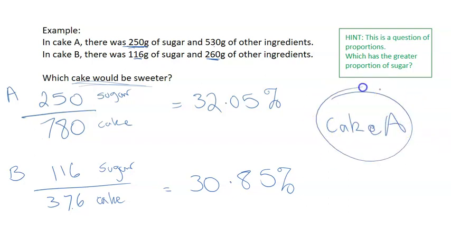It's got to be the sweeter one because that cake has a higher percentage and proportion of sugar than the other cake. Okay, that's it.